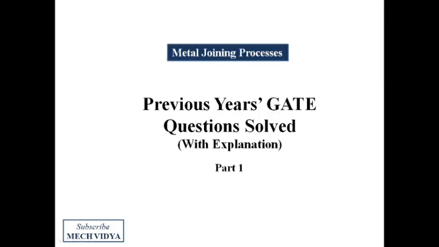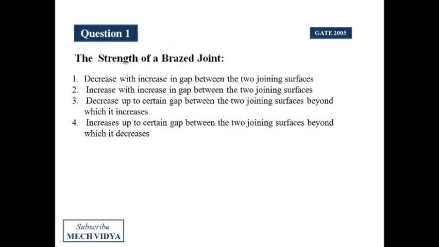In this video, we will discuss a few interesting questions that were asked in the previous year's GATE questions related to welding. Okay, so the first question is, what is the effect of clearance or gap in determining the strength of a brazed joint? We know in brazing a small gap or clearance has to be maintained in between the two workpieces to be joined.